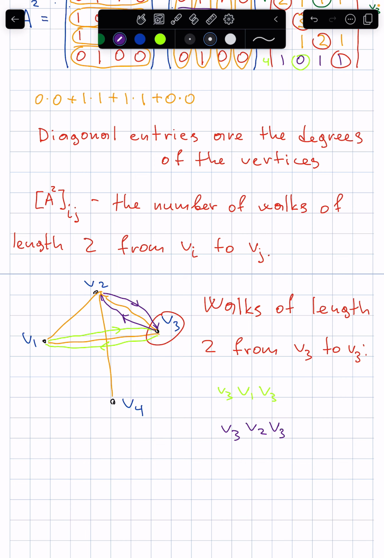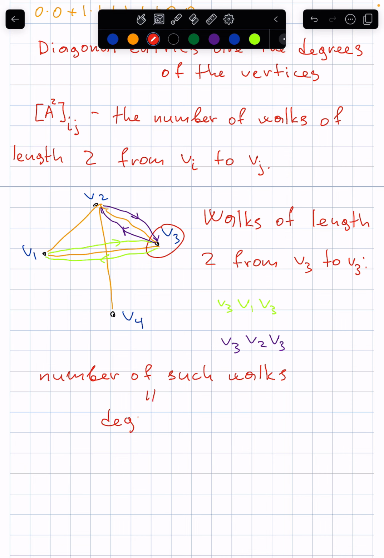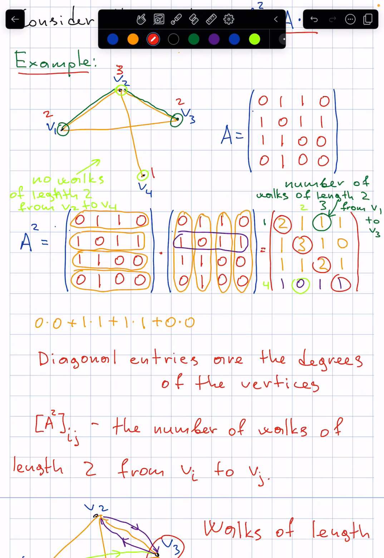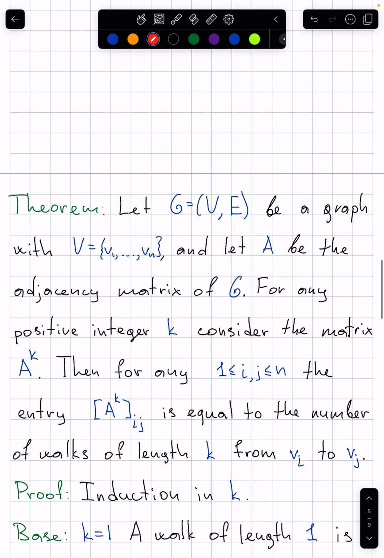So the number of such walks is exactly the degree of our vertex V3, because we can do it for every edge at V3. That's why on the diagonal we get the degrees. All right, so that's an example, but let's now prove this as a theorem. So here is our theorem.